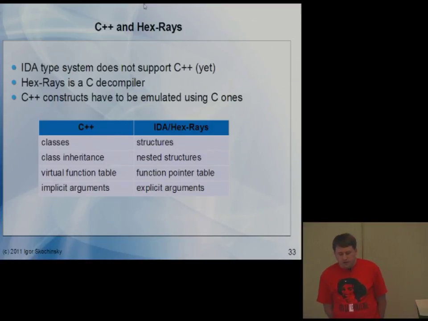So basically, it means that we map classes to structures. Instead of inheritance, we use nested structures. Virtual functions we emulate with a table of function pointers. And if we have any implicit arguments like this pointer, it needs to be specified explicitly for Hex-Rays.